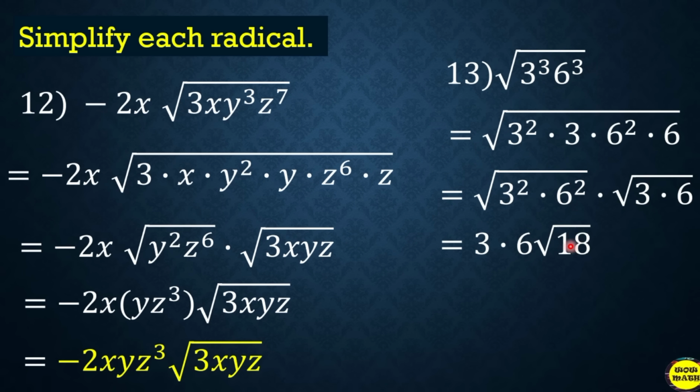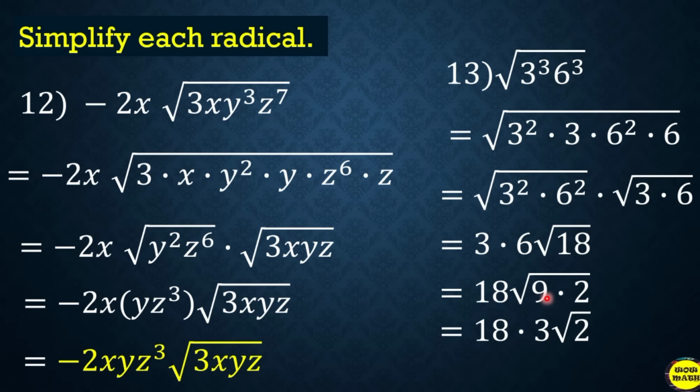Si square root of 18, pwede pa natin to i-simplify class. So paano? So, si square root of 18, pwede pa natin ma-simplify as 9 times 2. No? Square root of 9 times 2. So, si 9, square root of 9, that is 3. So, ilalabas natin. So, that is 18 times 3 square root of 2. So, the answer is 54 square root of 2. Next.